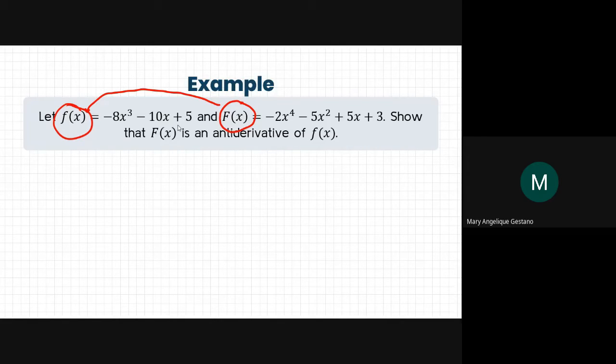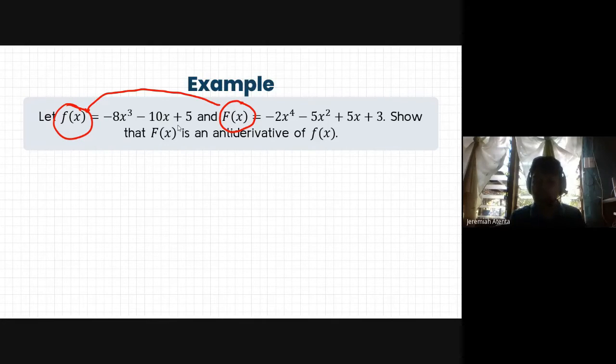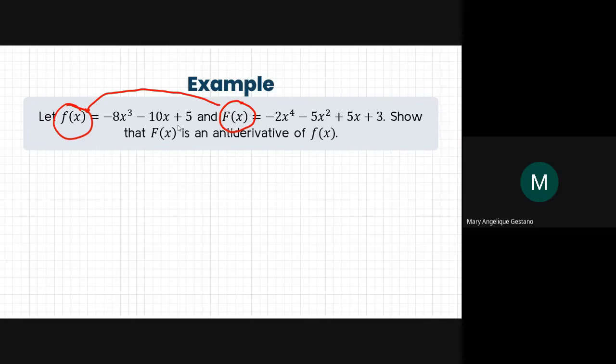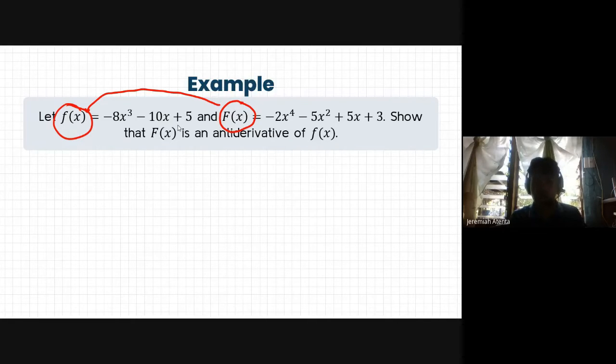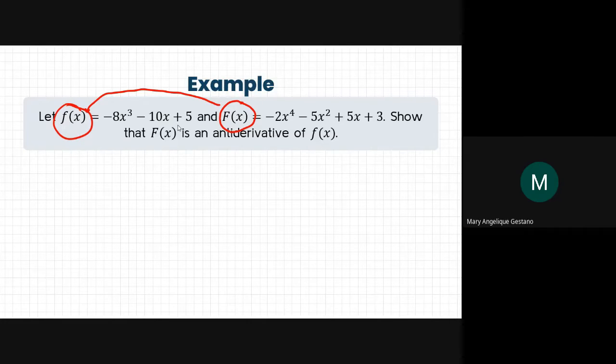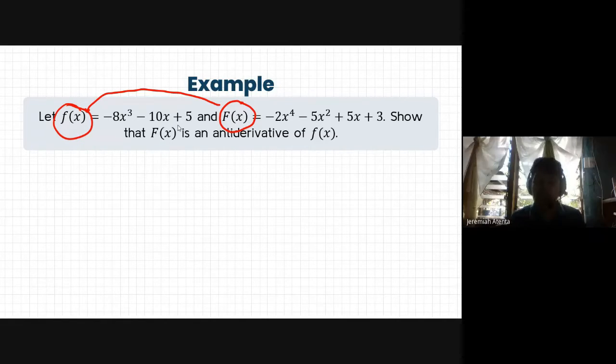Mag-perform ka ng differentiation doon sa uppercase F, sir. Okay, therefore, you will take the derivative of the uppercase F of x. Then, after you differentiate, you check if they are the same, sir. Is it equal to the lowercase f of x? Okay, very good. Thank you, Angelique.